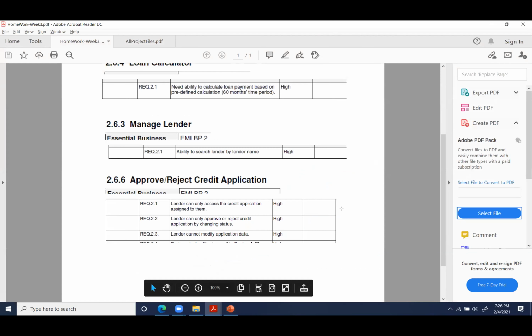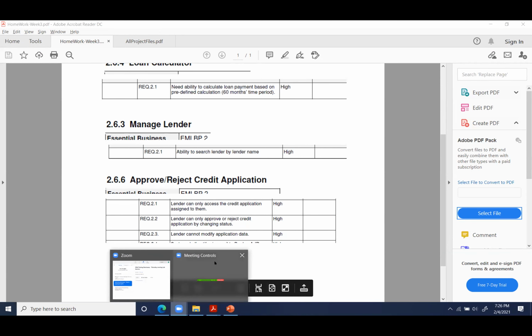So let me pull up here. We will talk about 263, ability to search lender by lender name. Now, who wants to share their thoughts? You can share what you have, and you can also talk about if there is anything that you would change based on the discussion we have done over the last 60 minutes or so. Dilip, I'll be back in a minute. Okay. So who wants to talk about that particular requirement?